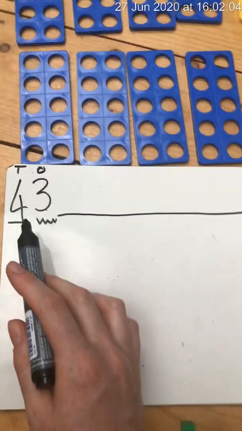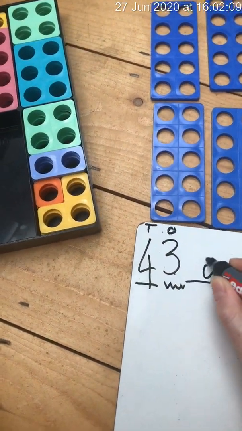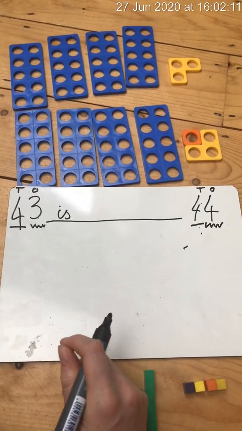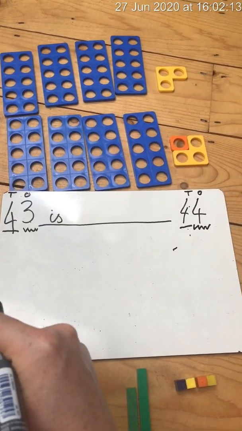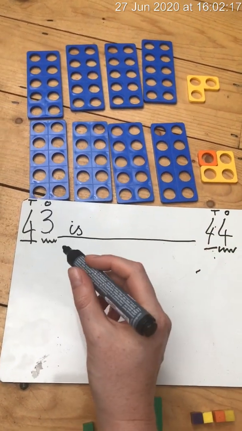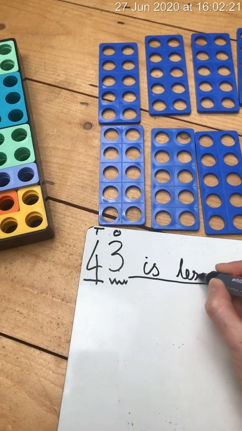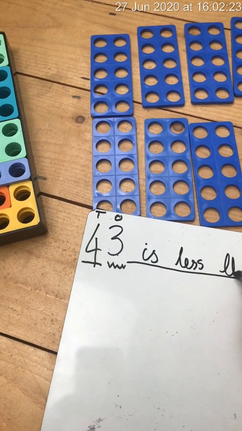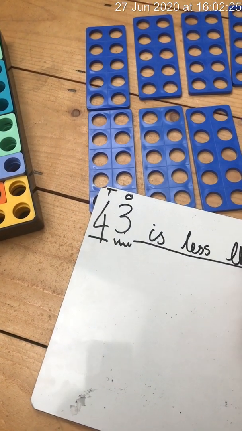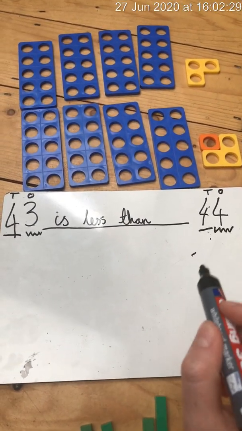So what am I going to write here? 43 is, 43 the smaller one or the greater one? It's the smaller one, isn't it? So 43 is less than, sorry, my whiteboard is moving around everywhere, is less than 44.